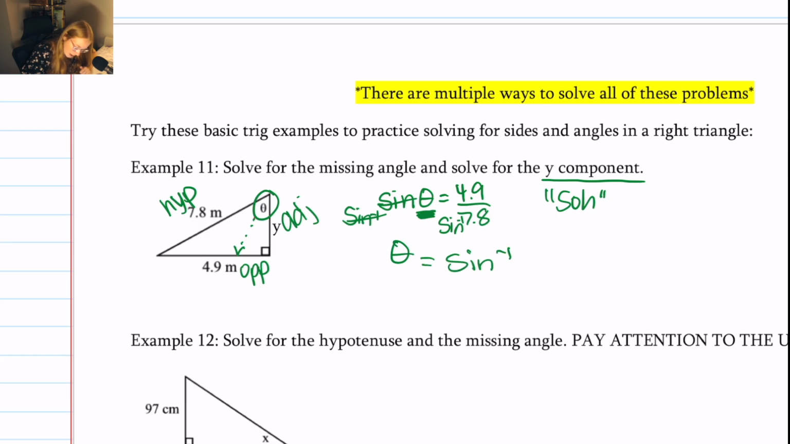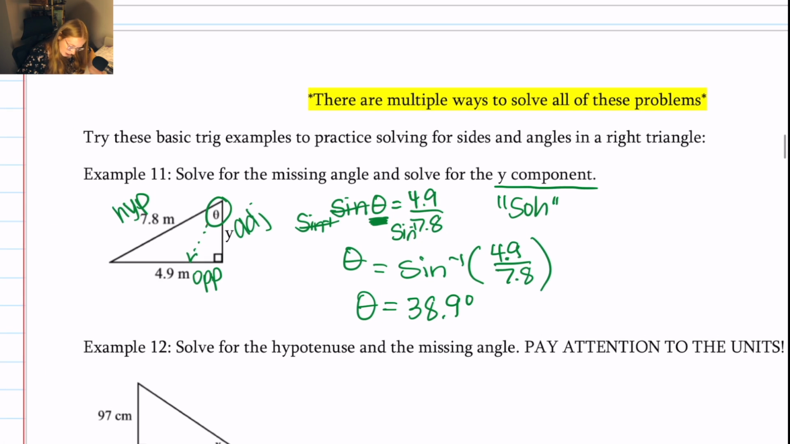And on the right, you now have inverse sine of the same fraction. It doesn't flip it or anything. It just stays the same. Okay, so in your calculator, make sure you type the inverse sine, not the regular sine. So I'm going to do shift sine, 4.9 divided by 7.8. And it looks like the angle is 38.9 degrees.